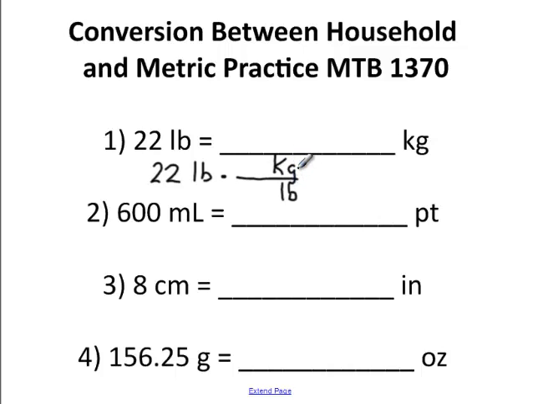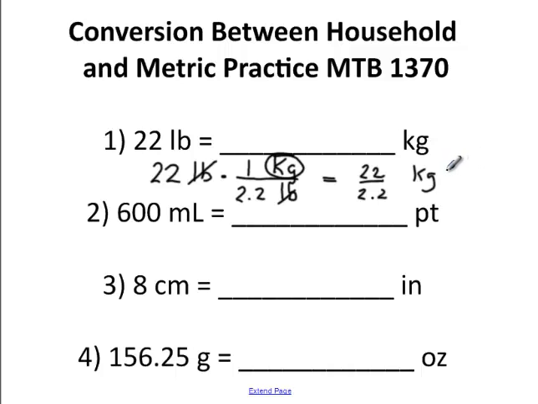Now, in our unit fraction, whatever we put in the numerator has to be equivalent to what we write in the denominator. So in this case, we have memorized that 1 kilogram is 2.2 pounds. And the reason we wanted pounds in the denominator is so the pounds will divide out. And when we multiply straight across, we get 22 over 2.2, and the units that remain will be the kilograms.